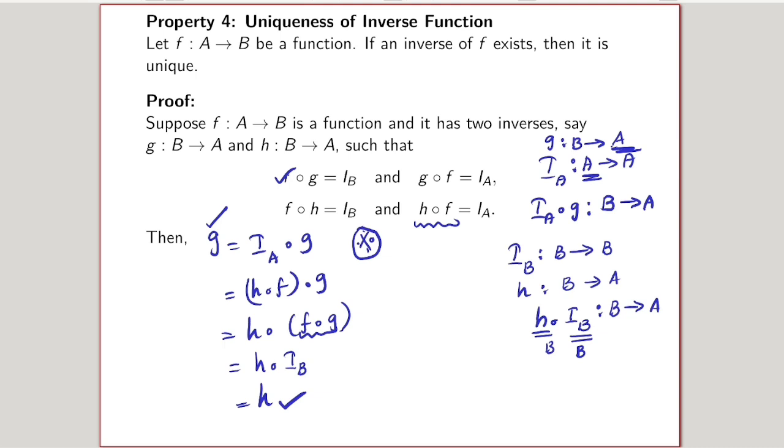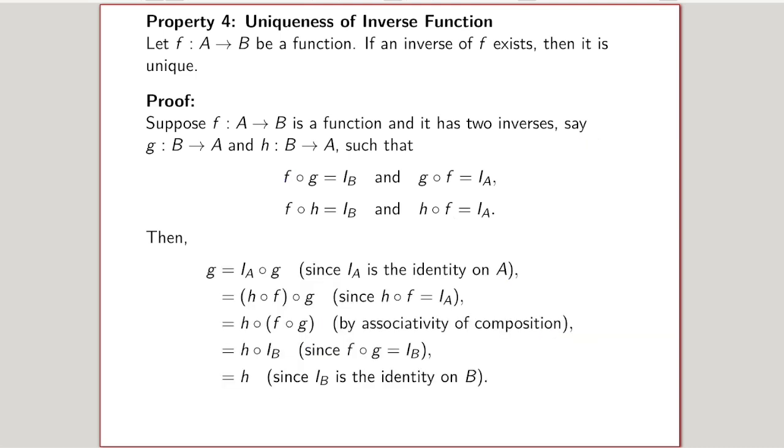So even if we have two inverses, both inverse functions will be the same. So for a function, if f inverse exists, it should be a unique function. So in this property, we have learned that the inverse of a function may exist or not, but if it exists, it will be a unique function.